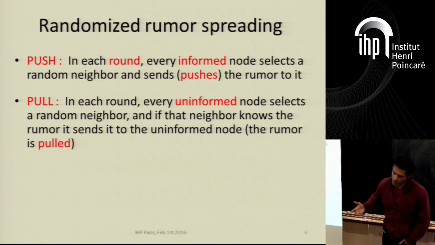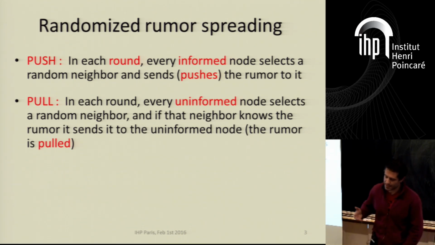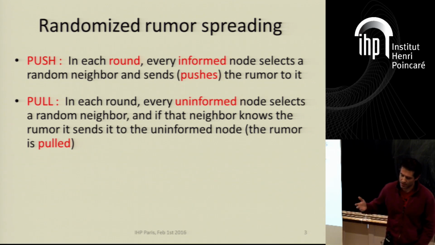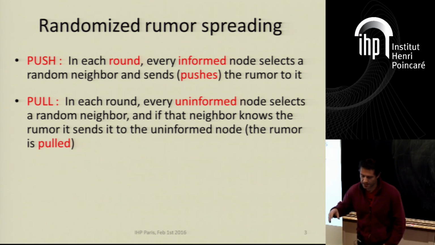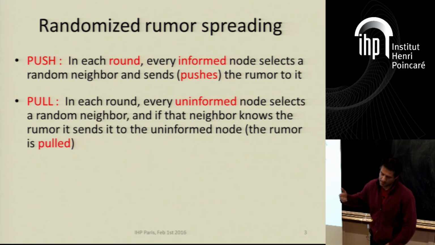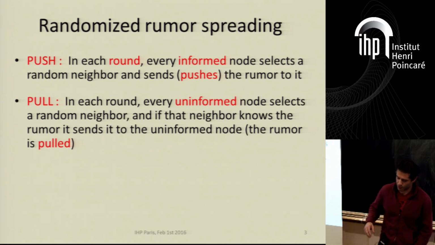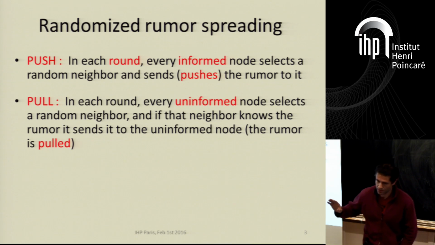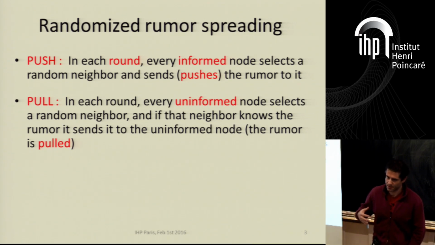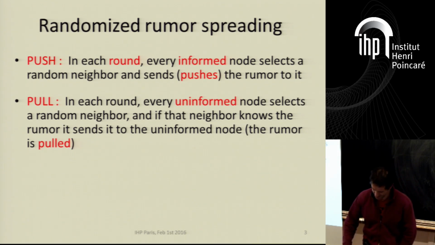So the pull rumor spreading algorithm is symmetric. In each round, every node that has not learned the rumor yet just selects a random neighbor, and if that neighbor knows the rumor, then it sends the rumor to the uninformed node, in which case we say that the rumor is pulled. And yes? Pushes doesn't mean that you will not send it in the other round again? No. Rounds are independent. So push: if the node is informed, they will do the same thing. Yes.